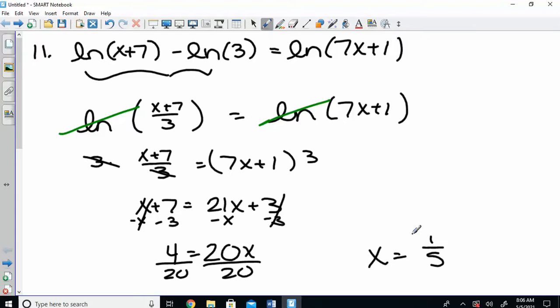You should check with this. The rule with logs is when you plug it in, the argument has to be positive. So 1/5 plus 7 is positive, 3 is positive, 7 times 1/5 plus 1 is positive, so it works out. Any questions there?